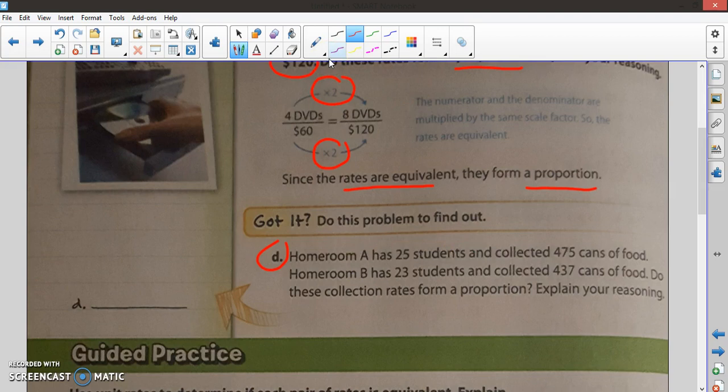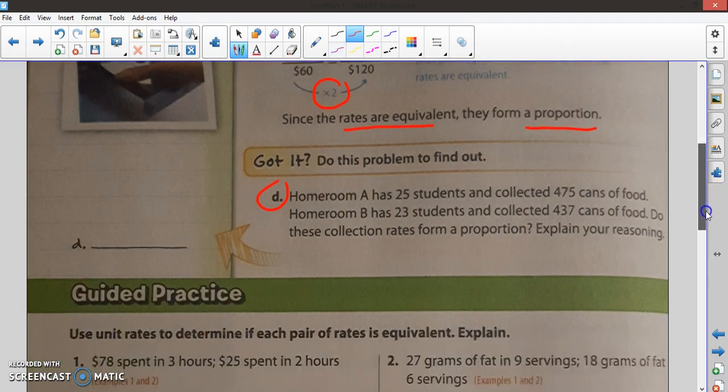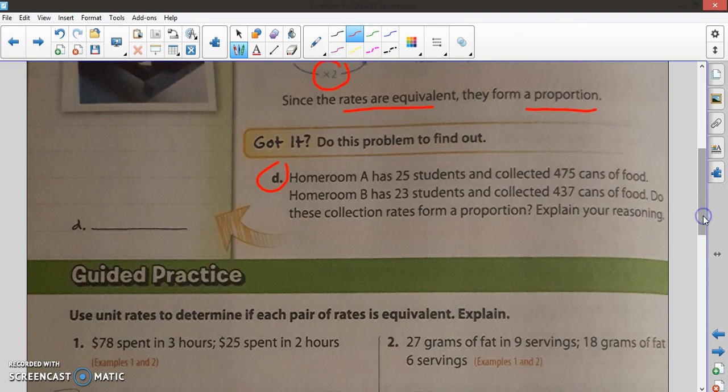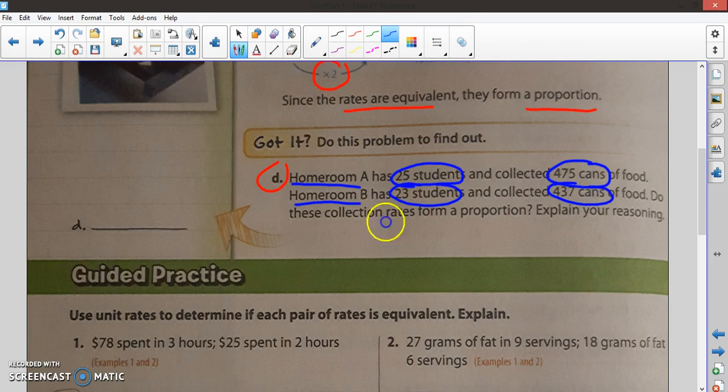Okay, if you're watching it, that means that you are done. Now I'm going to show you how to solve it and see if you're correct. It says in homeroom A, there's 25 students and they collected 475 cans of food. In homeroom B, there's 23 students and they collected 437 cans of food. Do these rates form a proportion?